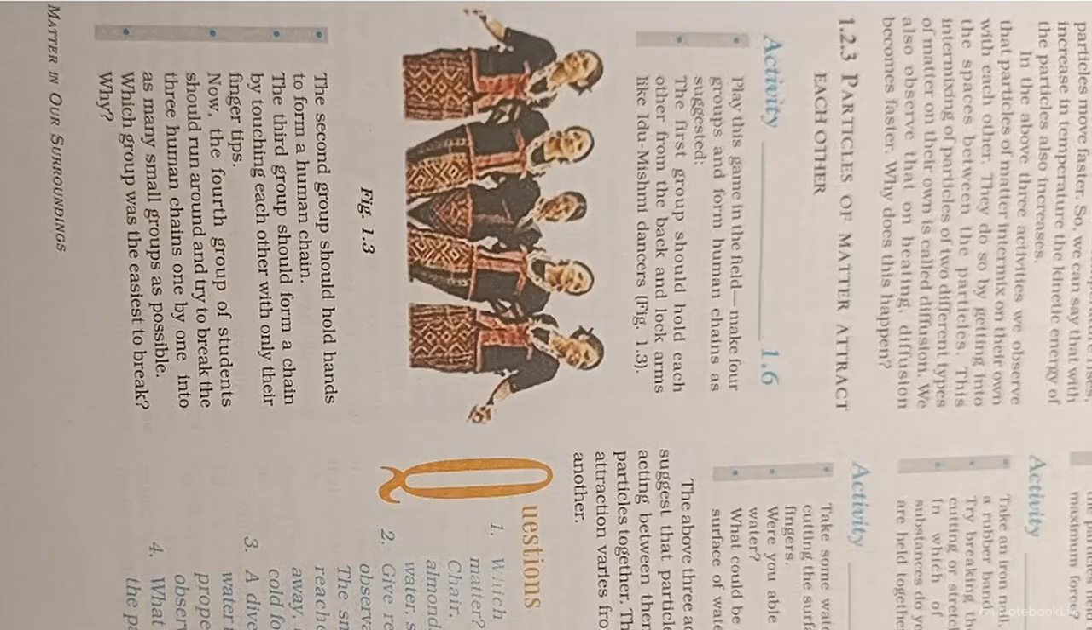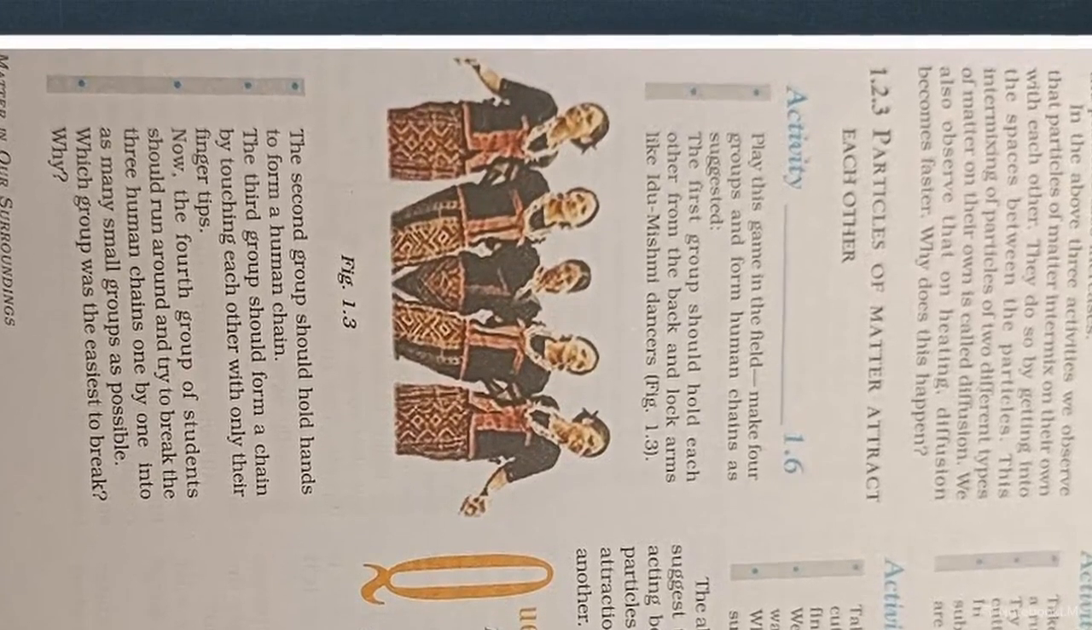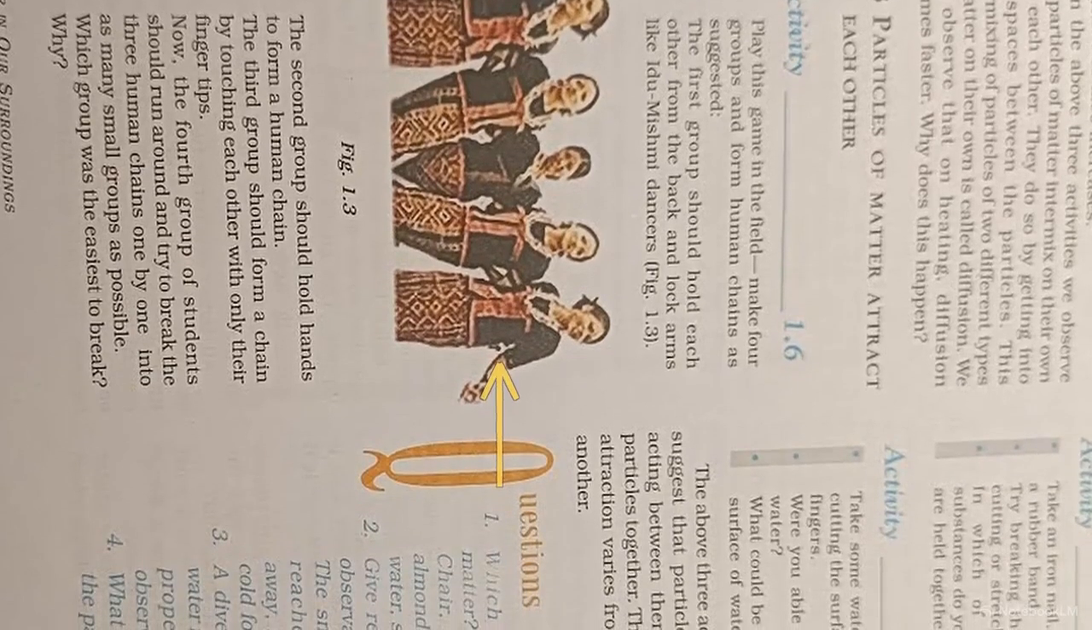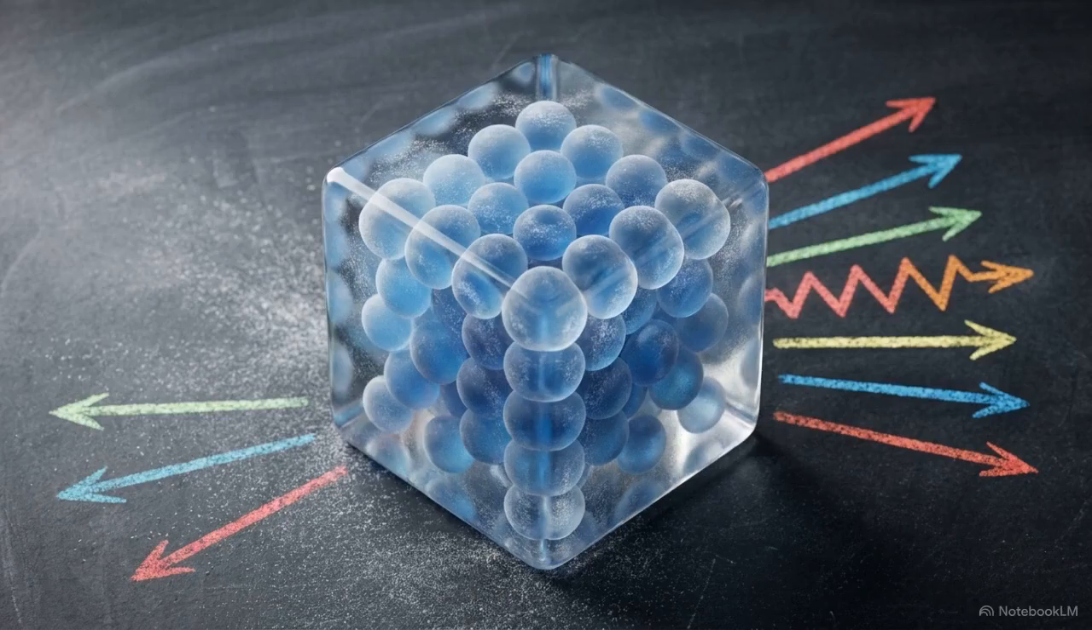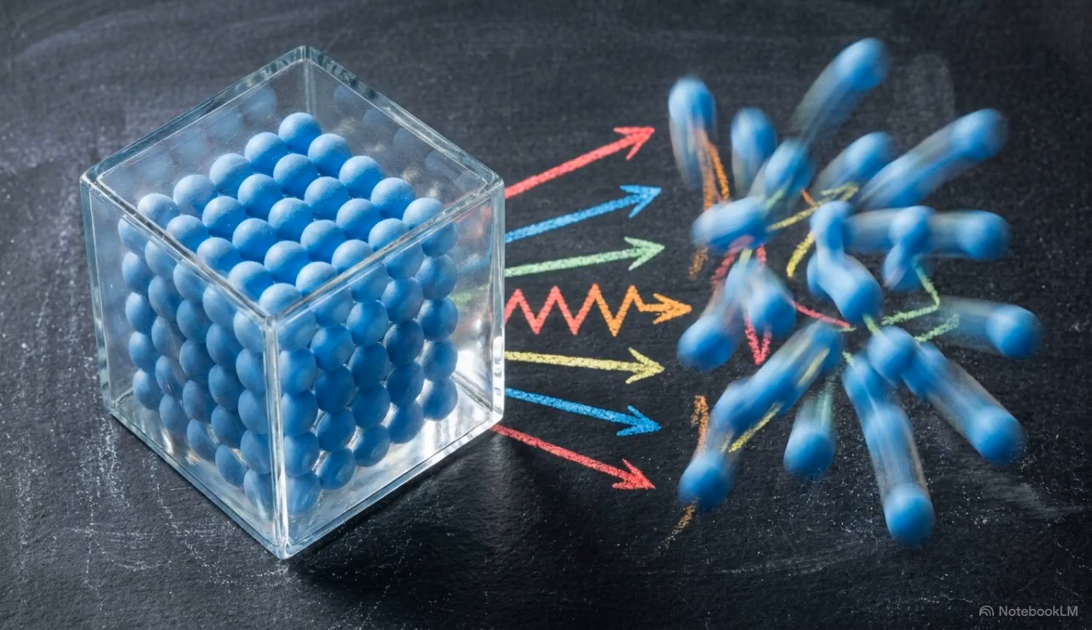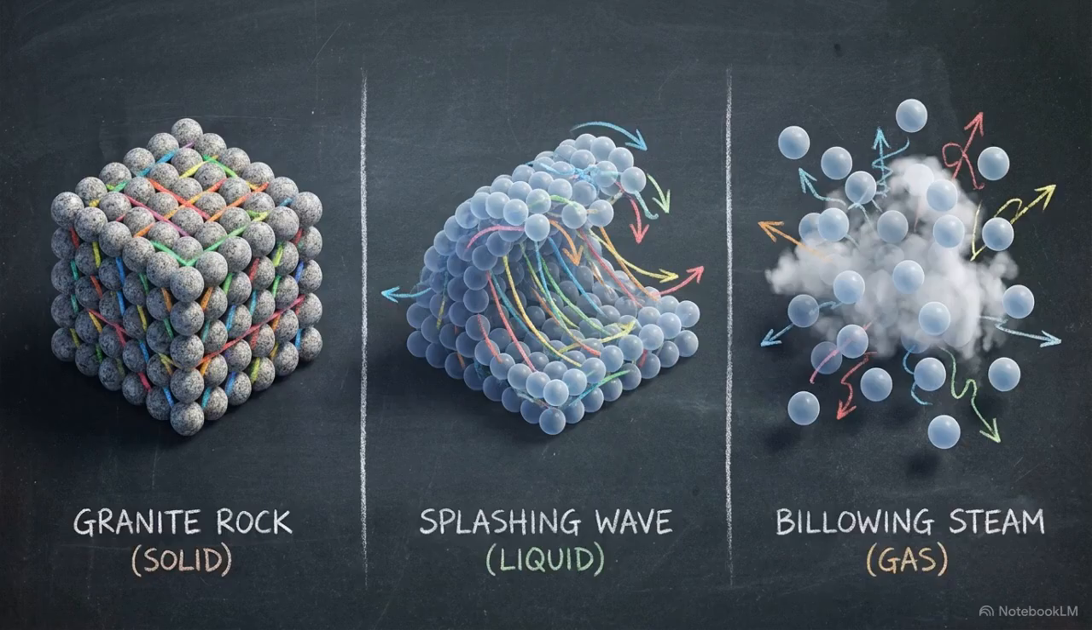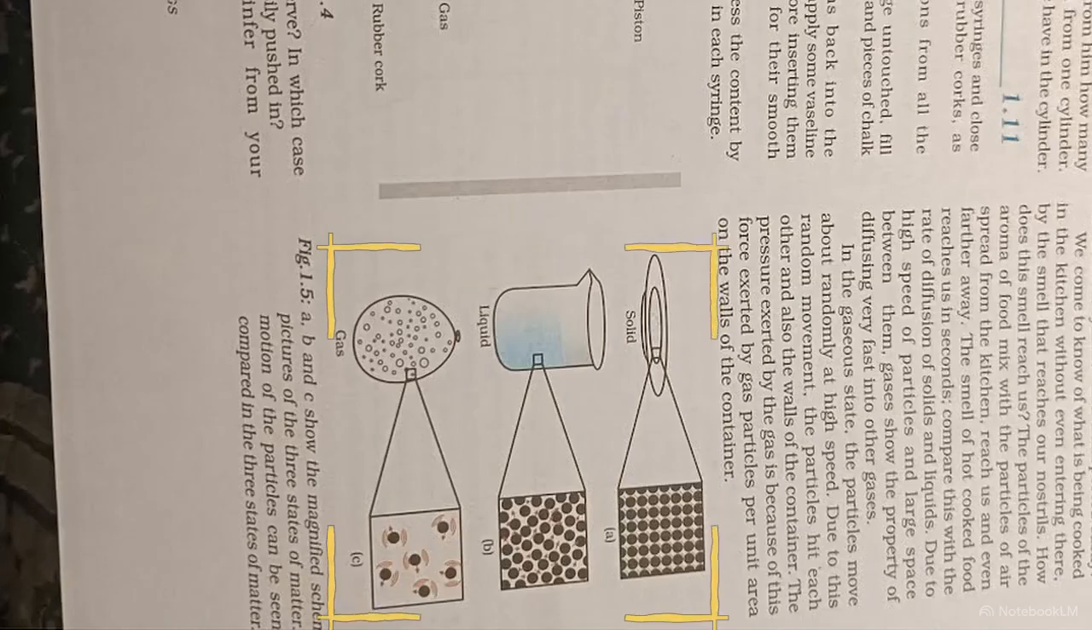Rule 3 is attraction. This diagram shows people linking in different ways, from locking arms to touching fingertips. It demonstrates how particles pull on each other. Rigid solid particles hold tight, like the locked arms. Others just touch fingertips, making them easier to break apart. The amount of space, the speed of the motion, and the strength of the grip dictate the physical reality of every substance on Earth. This diagram shows the structural density of solids, liquids, and gases.